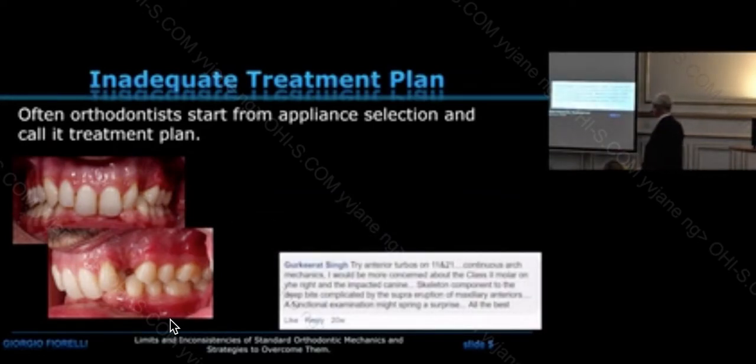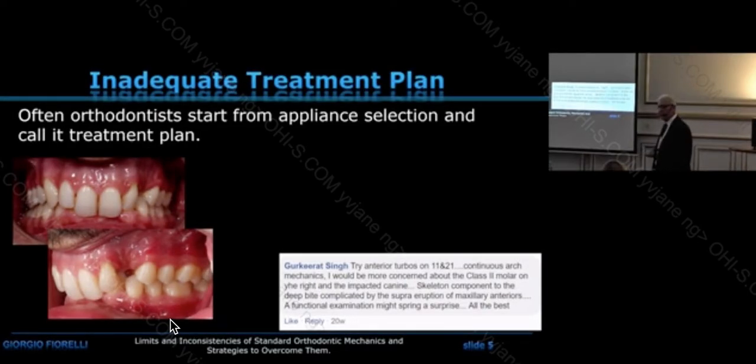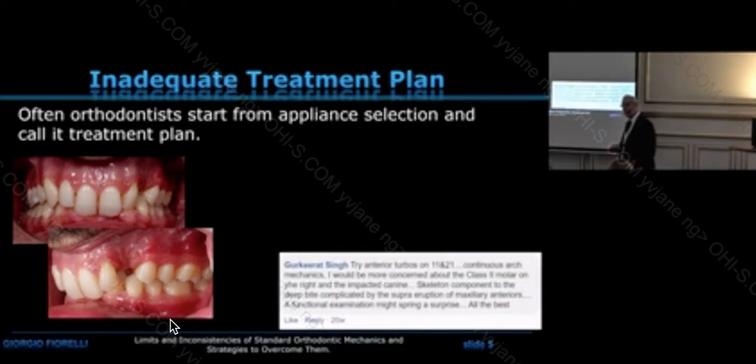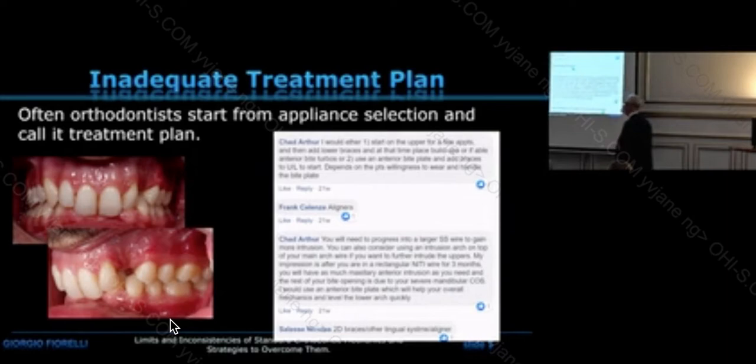You see, it's all the same. I took this case, and people were just giving their ideas about the treatment, but it's not a real treatment plan. It's not setting a goal. It's just saying, okay, I would do that. Why not that other? There's aligners. That's my treatment plan, aligners. Okay, that's not a treatment plan. That's a word.